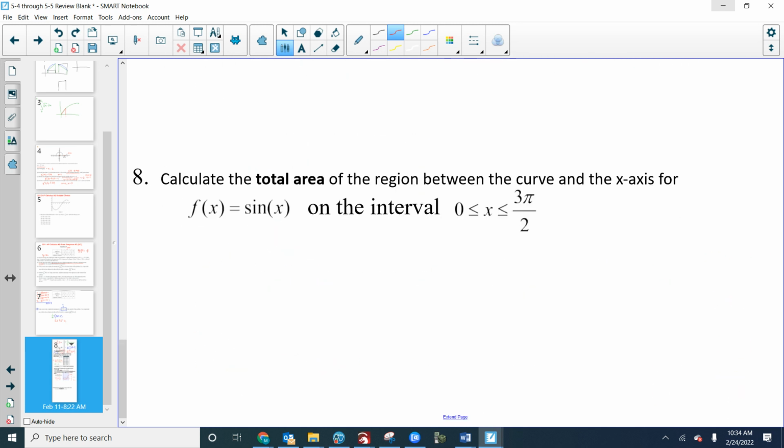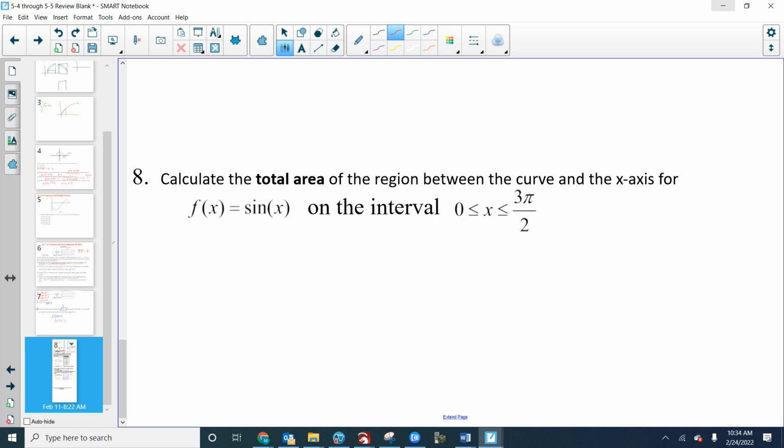I'm not going to have time to do this one, but what are you going to have to do for this one? Break up the graph. How many different zeros did sine have between 0 and pi over 3? Well, sine of 0 is 0. Then pi. Is that it? Yeah. So you're just going to have two portions here. Find both areas. One of them is going to be negative. Make it positive. Add them together.